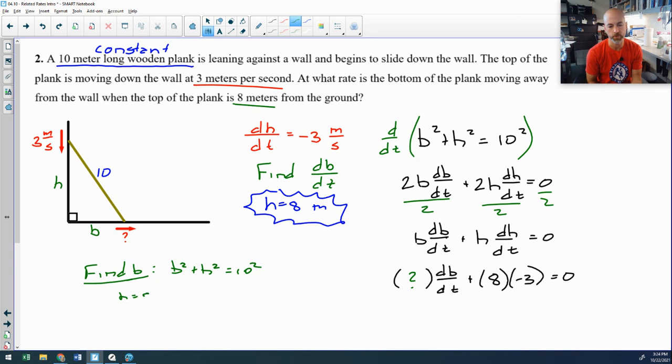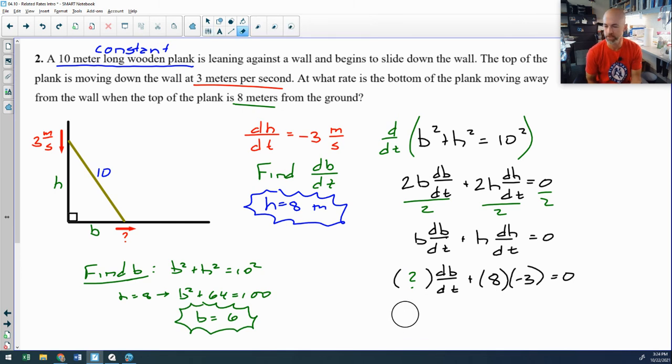So if h is equal to 8, I could say b squared plus 8 squared equals 10 squared, and you will end up with b equaling 6 at this point in time. Now, that's not always true, but that is true at the same time h is 8. So now I take out the b, I can replace it with a 6, and now we are ready to solve the equation. dB dt is going to equal, I'm going to add that 24, I'll divide by 6, and it will be 4.